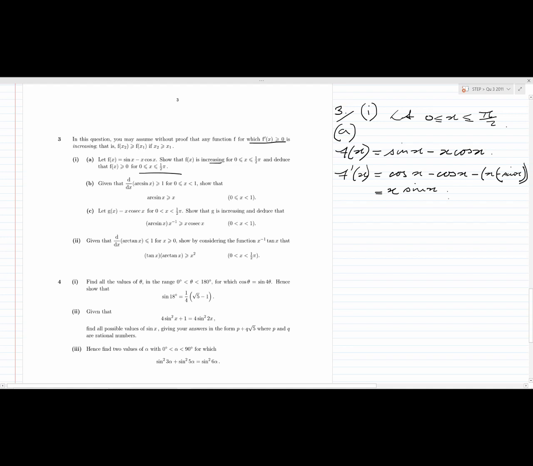Now, how do we know this is greater or equal to 0? Well, if x is in this range, then we can see clearly that x is going to be greater than or equal to 0. So then the question is whether sine is greater than 0. If you think about the unit circle, and x being the angle here, sine being the opposite over the hypotenuse, we can see that it's always positive. In other words, it's just the y values up here. So we can see quite clearly that it's greater or equal to 0.